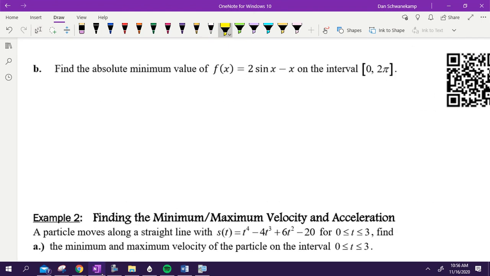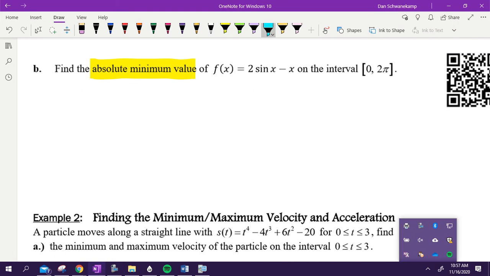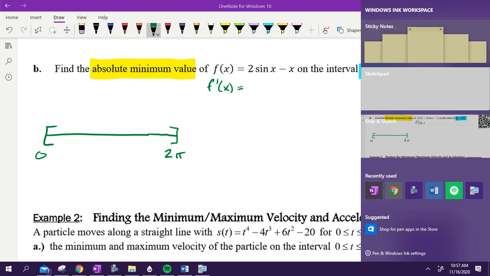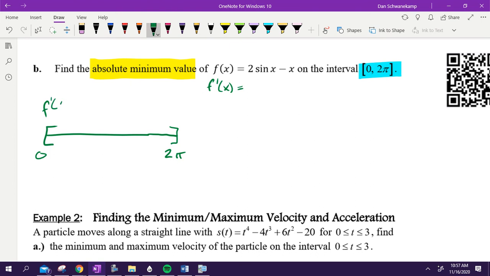Find the absolute minimum value of this function, 2 sine x minus x, on the interval from 0 to 2 pi. What do I need to do with f of x in order to find the minimum value? Derivative. And then you're going to put it on a sign chart. My sign chart is going to go from 0 to 2 pi. You got to remember your unit circle here. Okay, your brain might hurt a little bit. That's okay. Take the derivative. Try to figure out when it's equal to 0 here. See what you can do with your neighbor without me just telling you. Go.